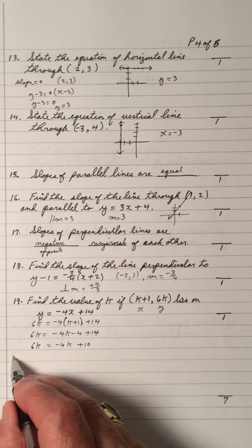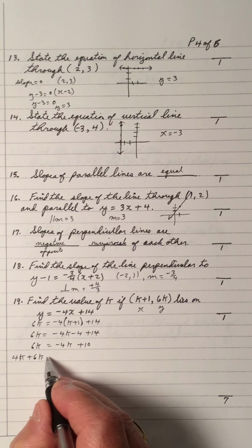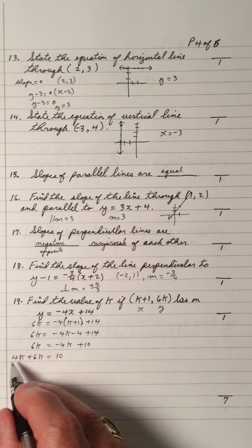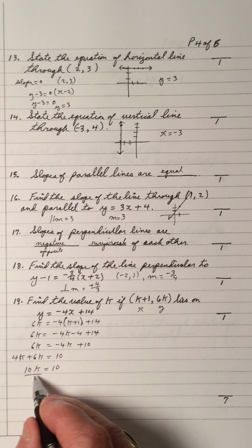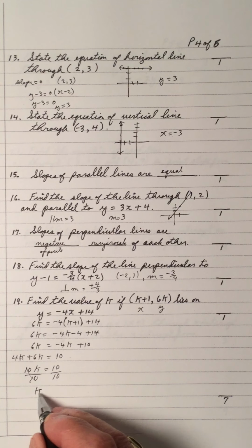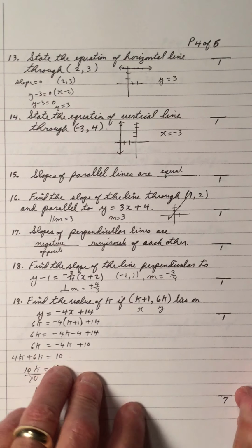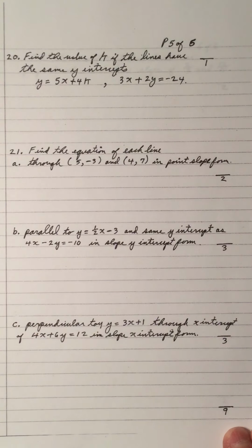Now I'll bring the 4k over and make it positive. I get 6k plus 4k equals 10. Add up the k's: 4 and 6 is 10k equals 10. And I divide by 10. They cancel out, 10 and 10 is 1. So k is 1. Again, total up your score. Let's see how you're doing.